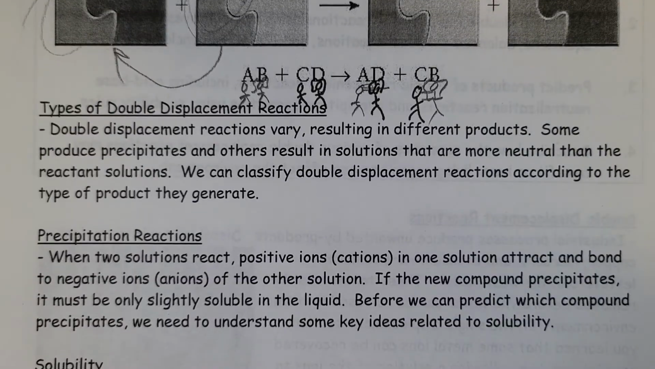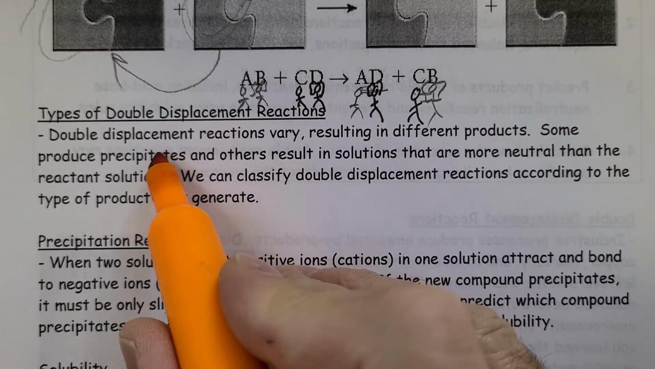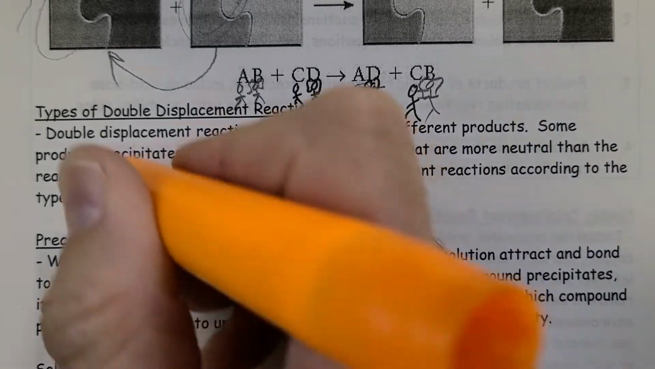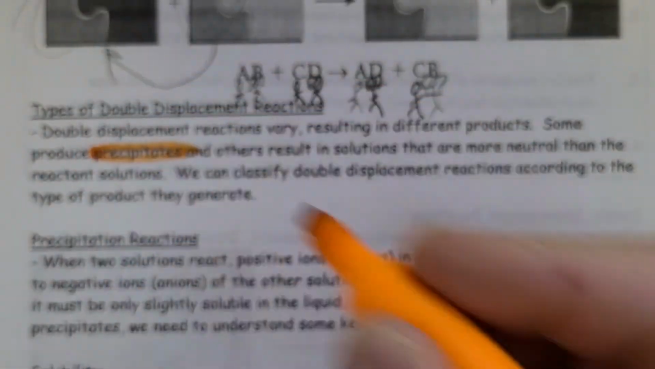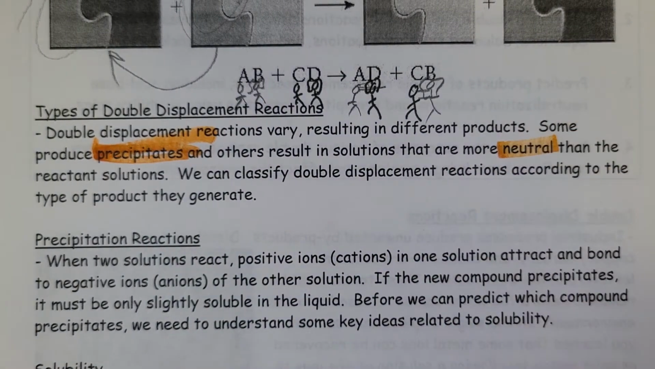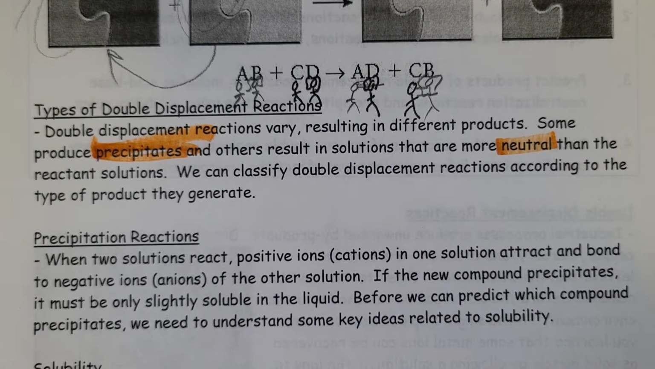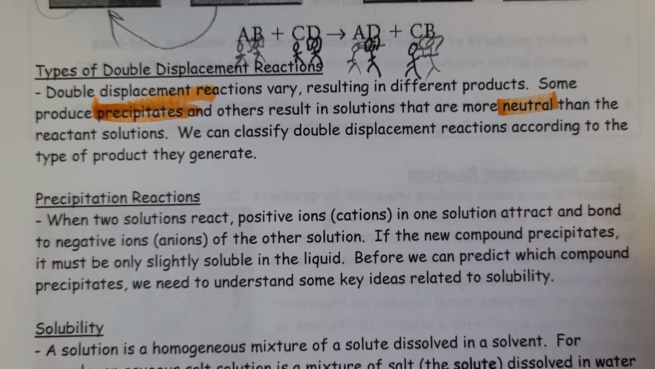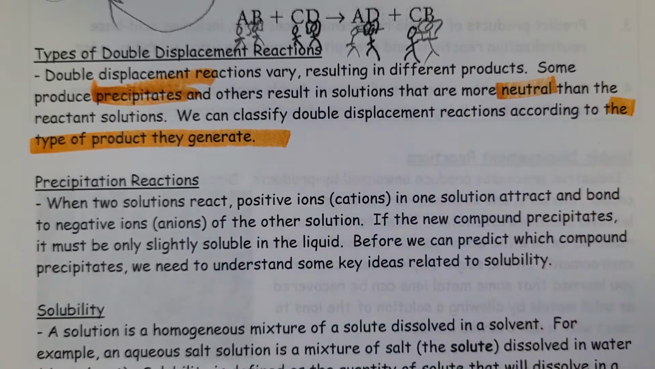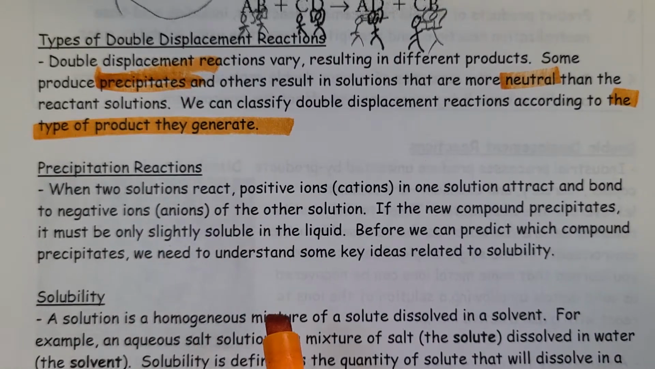So, types of double displacement reactions. We'll look at two different types here. Double displacement reactions vary, resulting in different products. Some produce precipitates, and we'll see how that happens. Others result in solutions that are more neutral than the reactant solutions. We can classify double displacement reactions according to the type of product they generate. We'll look at precipitate ones first.